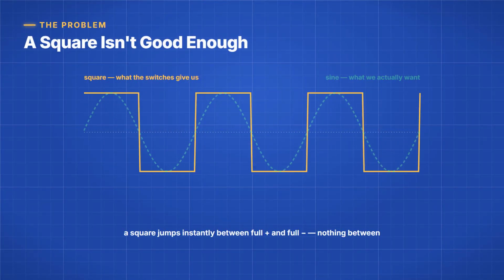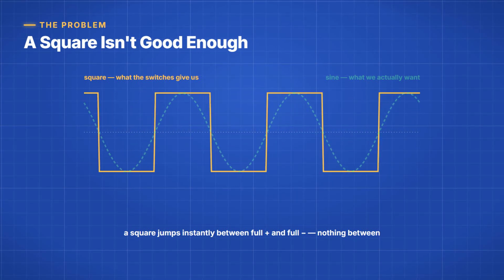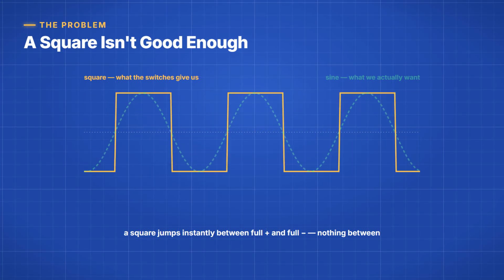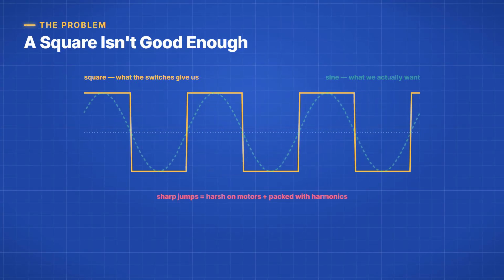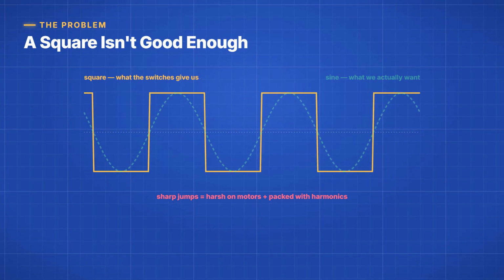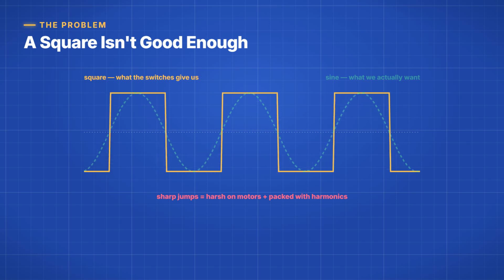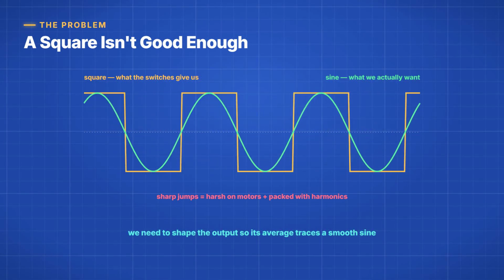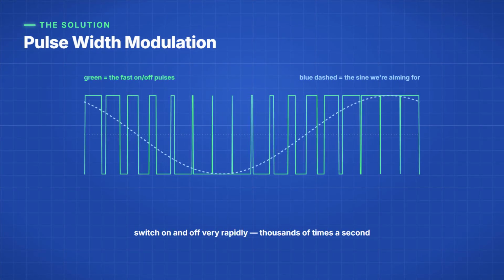And that square wave is a problem. Real alternating current is a smooth sine. A square wave jumps instantly between full positive and full negative, with nothing in between. That sharp shape is rough on motors, and it's packed with harmonics, the unwanted extra frequencies we've looked at before. So a basic on-off switch isn't enough. We need a way to shape the output, so its average traces out a smooth, rounded sine instead of a hard square. The solution is a technique called pulse width modulation, or PWM.